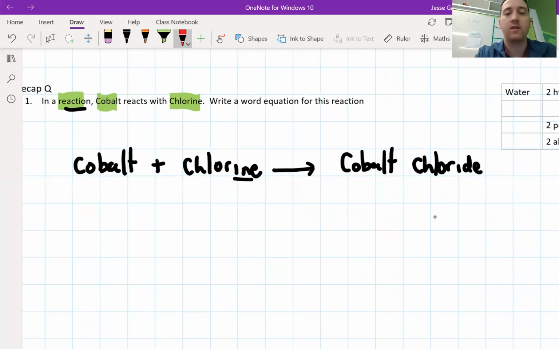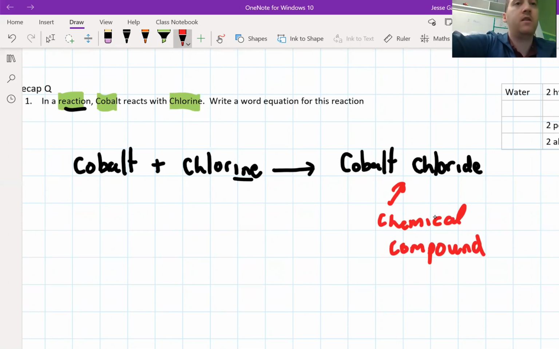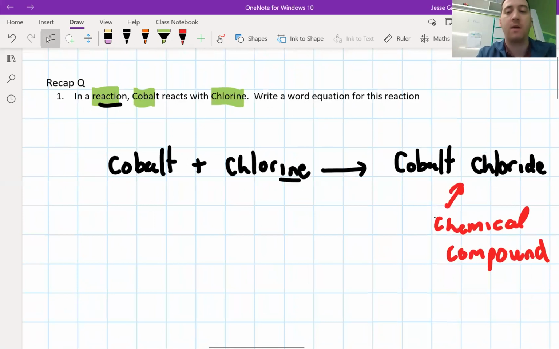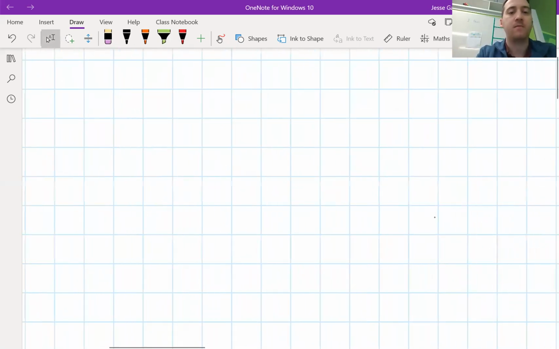Now, of course, we call this here a chemical compound. What is a compound? Speak your answer to the screen on 3. Okay, I'm hoping that you're saying it's a substance made of two or more elements chemically combined, or a substance made of different types of atoms chemically combined. Okay, so that's what we mean by a chemical compound.